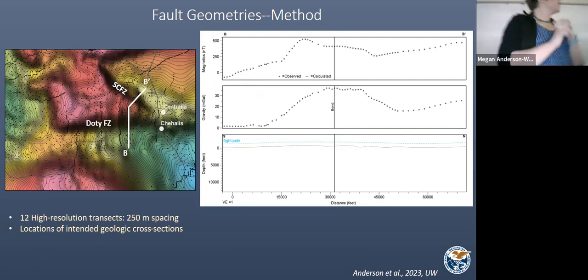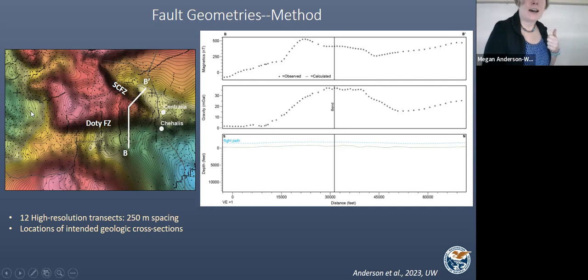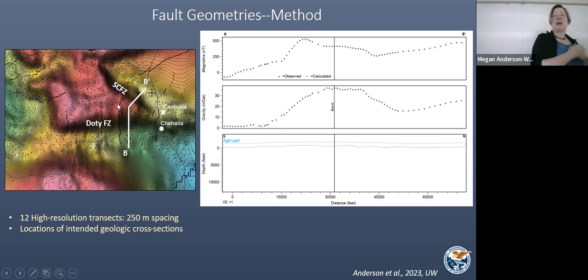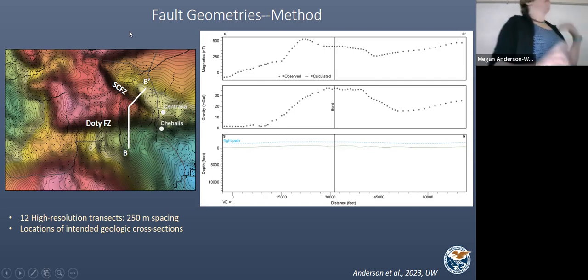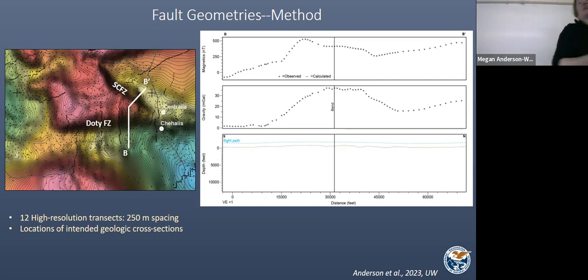And so to do this, we collected 12 high-resolution transects. You can see some of them here. We had 250-meter spacing on our data points across those. And I'm going to show you an example here from B to B prime. And this is a method that not a lot of people use, and so I want to explain it a bit more with an example from this line.